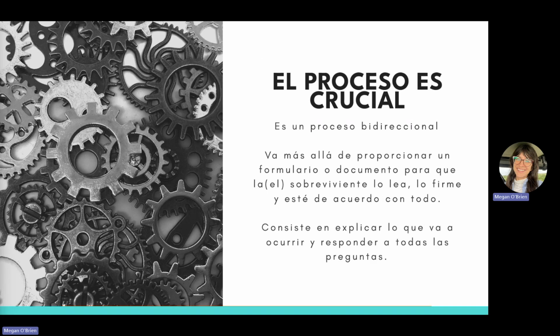Consent is a two-way process. It goes beyond providing a form or document for the survivor to read and sign, and the person going along with it. It really involves explaining what will happen and answering any questions that there might be. The process for obtaining consent has three components: explaining the type of information to be disclosed, voluntariness, and understanding.